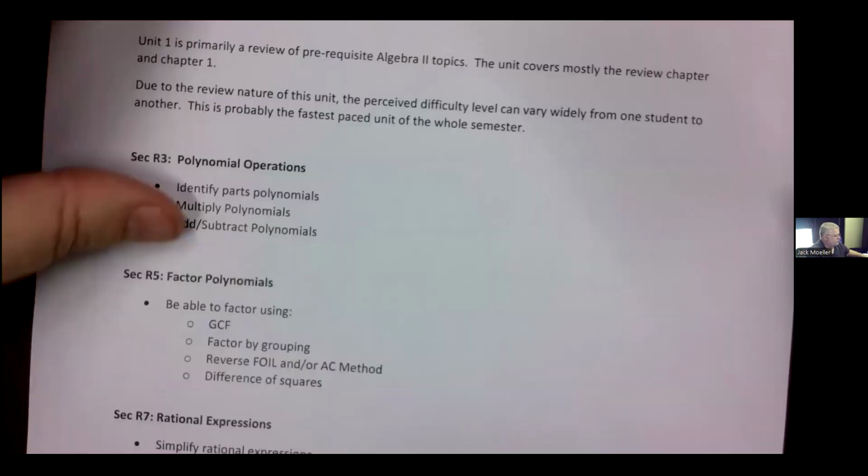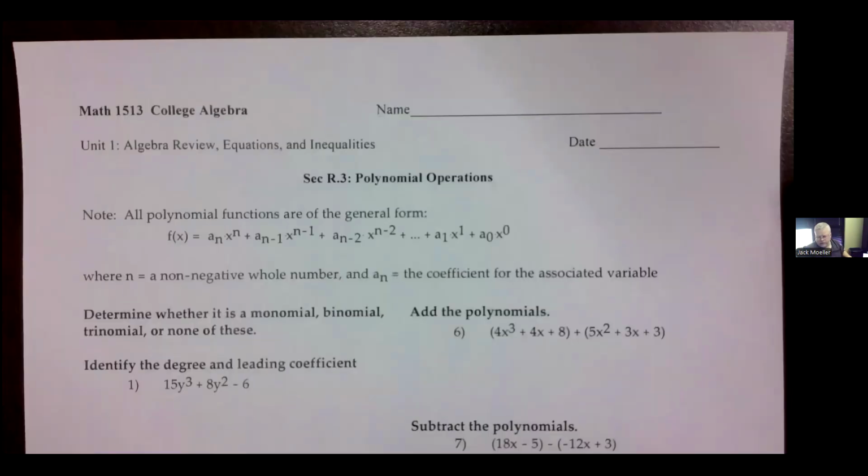So that is what Unit 1 is. This is basically a review of Algebra 2. All right, so let's get into actual polynomial operations.